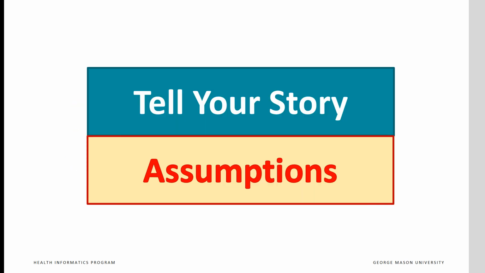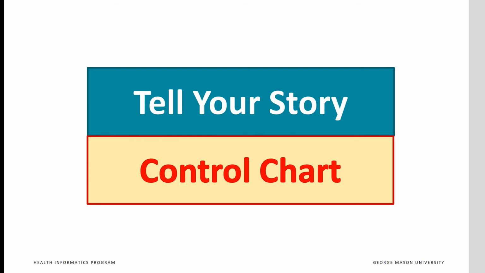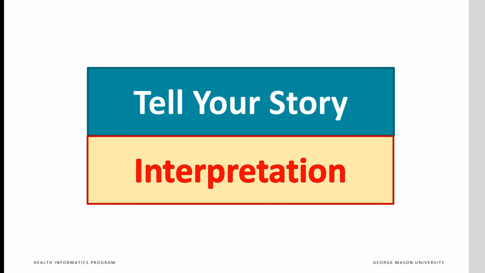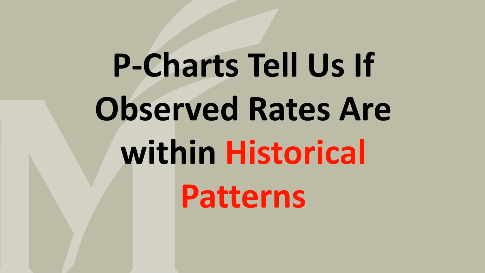When preparing a report on your analysis, start with the verification of the assumptions. Then include the control chart and its interpretation. For each point that falls outside the control limits, give your hypothesis of what might be going on. P-charts tell us if observed rates are within historical patterns. The key here is that we are comparing each time period to history across time periods.